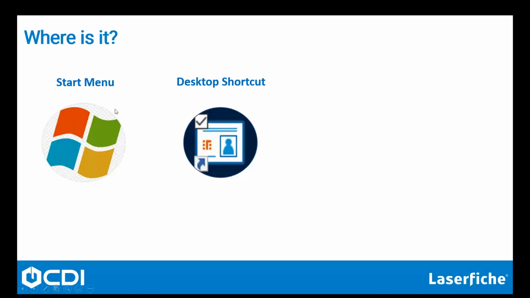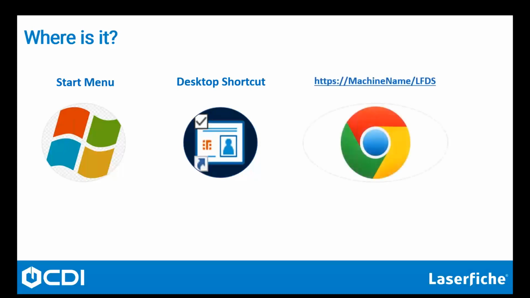But if you're on the Laserfiche server, you'll be able to access that from the start menu. It'll just be called Laserfiche Directory Server or LFDS. We oftentimes also, when we're going through the installation, like to add a desktop shortcut on desktop as well. It's just a little bit easier to find. But the most common place where I usually access it is the web URL, because it is a web-based application. You would simply navigate to https:// the machine name, server name, and then /LFDS.